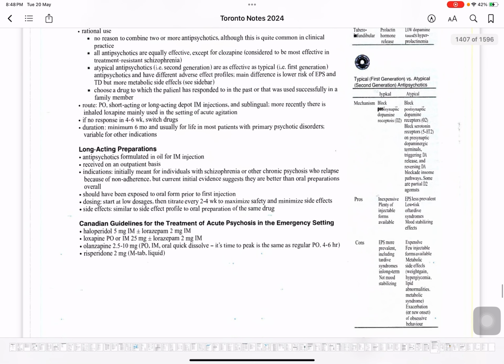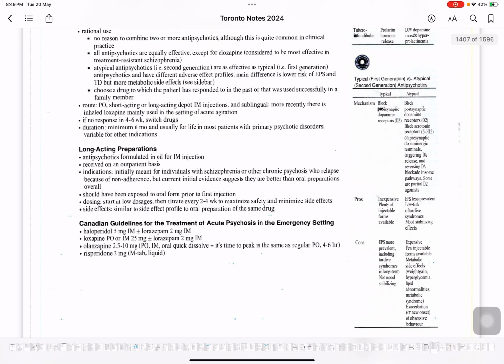Now, the Canadian guideline for treatment of acute psychosis in the ER. Very important, you need to even know the dosage in this situation. Let's say haloperidol 5 milligram IM plus or minus lorazepam 2 milligram IM. So injections in emergency cases. Let's say you have a patient coming in to emergency who is in a psychiatric condition, like he's not behaving, he's not in his normal senses. What you have to do is give him injectable forms of a benzodiazepine, lorazepam, or haloperidol. Haloperidol is 5 milligram IM and lorazepam is 2 milligram IM. Loxapine peroral or IM 25 milligram plus or minus lorazepam 2 milligram IM.